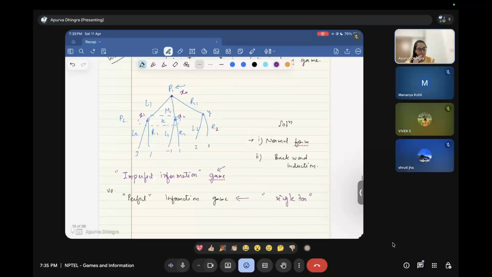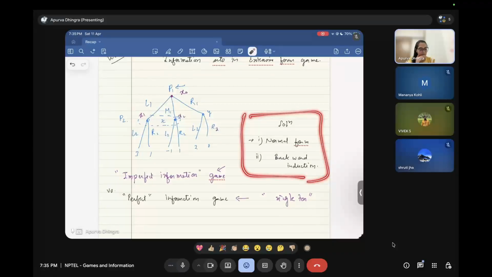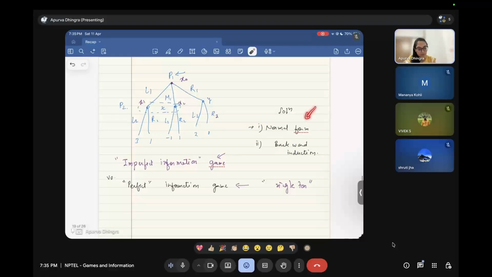Here again, the solution concepts are the same. We have two possible solution concepts. One of them is to search for the normal form. The other is to solve for it by backward induction. But here, normal form needs to be looked at a little carefully.